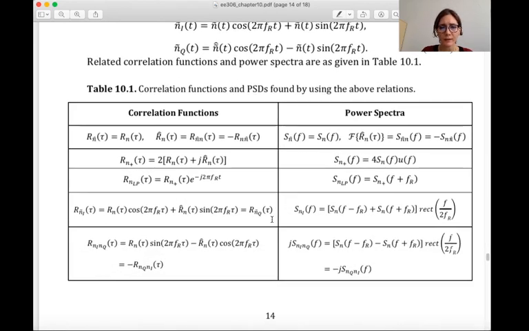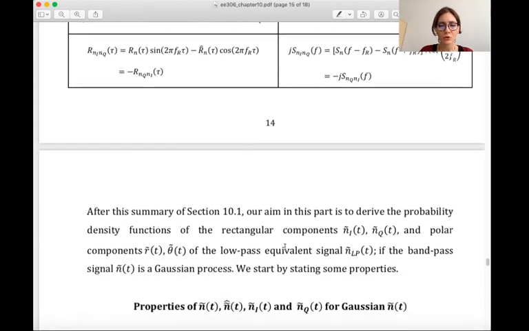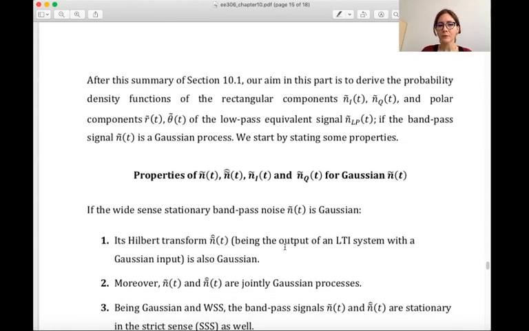Then here's a nice table that gives you a summary of all the things that we have seen so far: all these processes, n hat, the cross-correlation functions between them, the pre-envelope, the low-pass equivalent, the in-phase and quadrature components, their autocorrelation functions, and what they correspond to in the frequency domain. We have seen each one of these. I'll let you go through this table carefully so that you don't miss anything. Okay, so now let's skip to the discussion in particular for Gaussian processes.